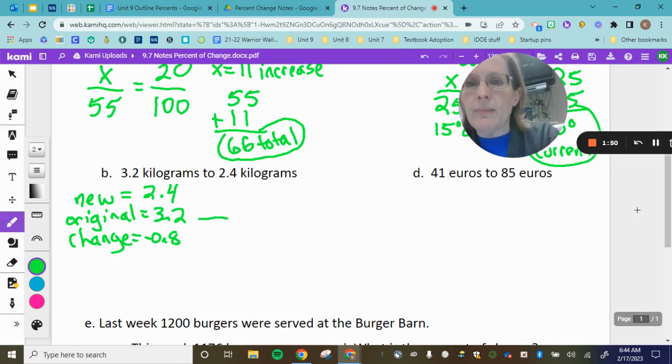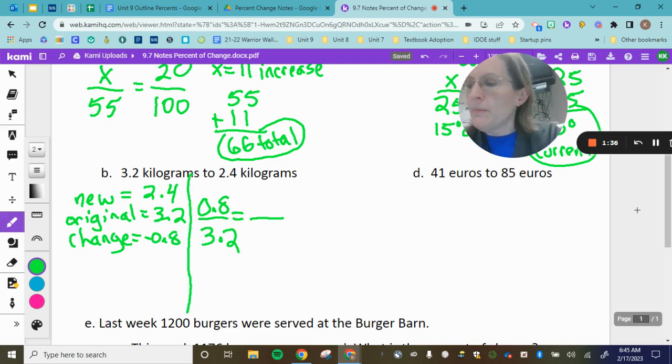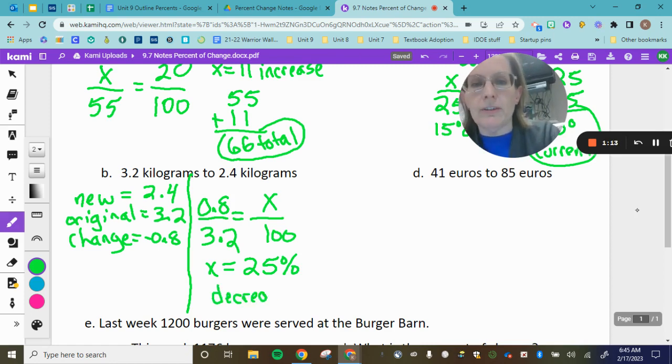Now I use that to set up my percent proportion. And I have, it's the change, which was 0.8, over the original amount, which is 3.2. Let me draw a line so they stand out. 100 never changes, and this time we are looking for the percent, so the x goes in this place. So when I cross multiply those, I will get x equals 25. So that is a 25%. It needs a percent sign because it's what's over 100. That is a 25% decrease.